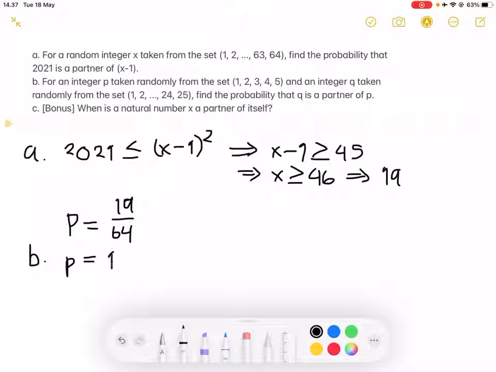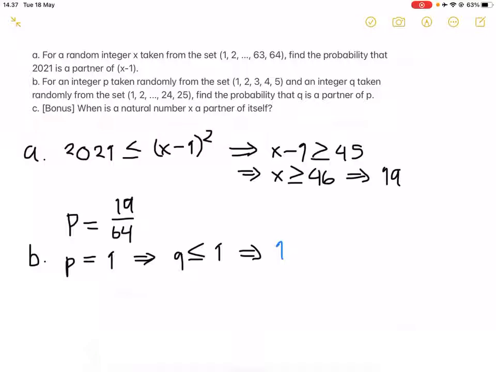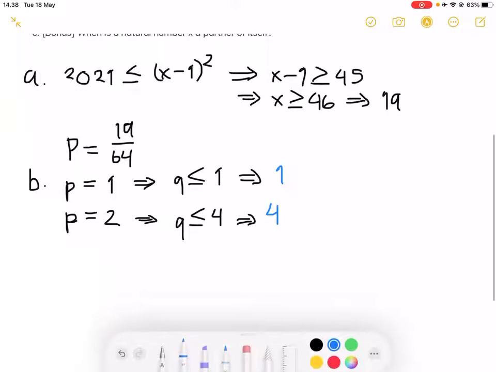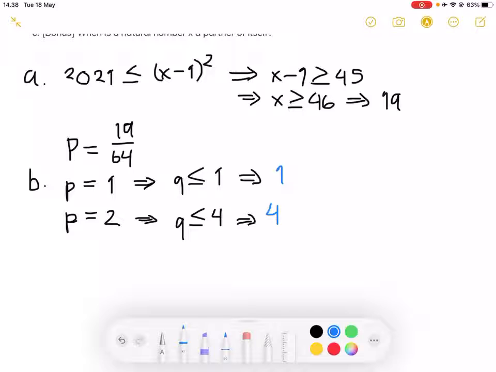So let's assume that p is equal to 1. Therefore, with our equation, we have q is less than or equal to 1, and we can see that there's only one choice in this case. Similarly, if p is equal to 2, this makes q less than or equal to 4, and again, we can see that there are 4 solutions. If you notice the pattern right here, the number of solutions is actually p squared. So we can just continue this on.